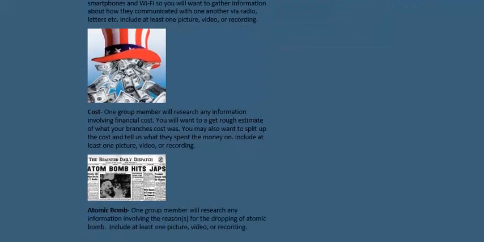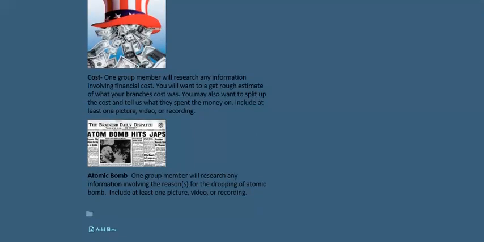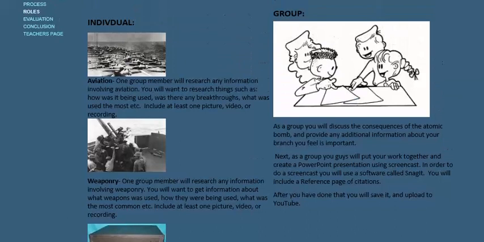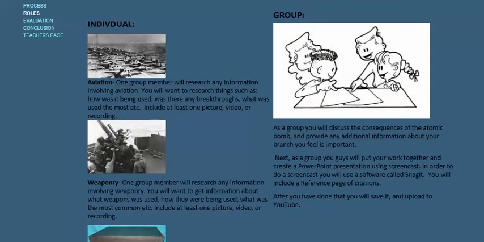The cost of each branch: what the money was being spent on, things like that. I know you can talk about maybe even bonds. The atomic bomb: one person is going to research the reasons for that. Then if you scroll back up, this is the group one. Again, like I said, you're going to talk about the consequences.